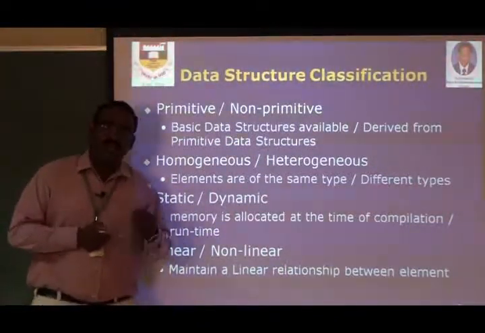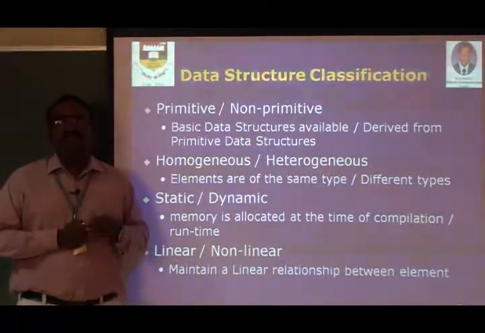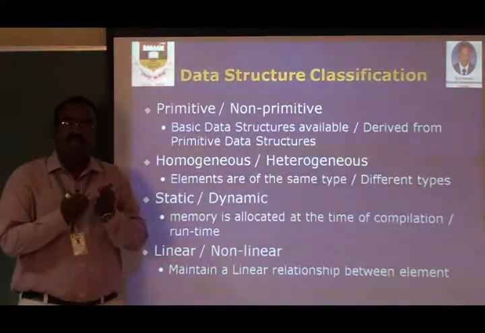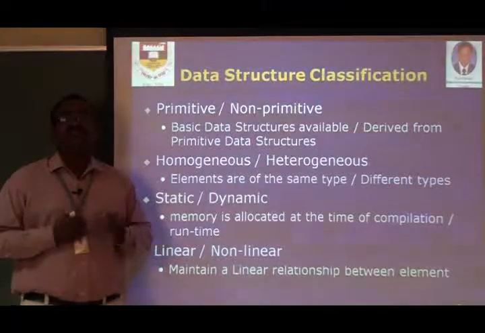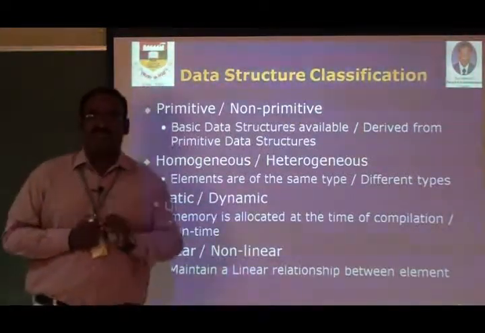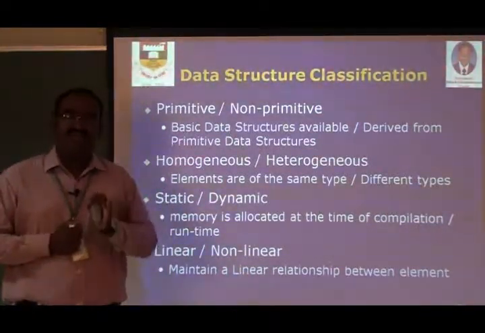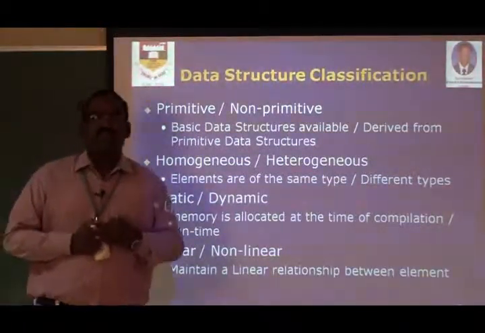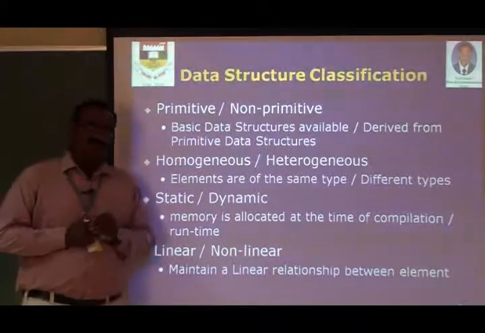Structures. So float is one of the primitive data structures. Integer is one of the primitive data structures. From the primitive data structures, we are going to derive some data structures called non-primitive data structures. So a non-primitive data structure is a derived one, taken from the definition of the primitive data structures. The other one is homogeneous and heterogeneous.